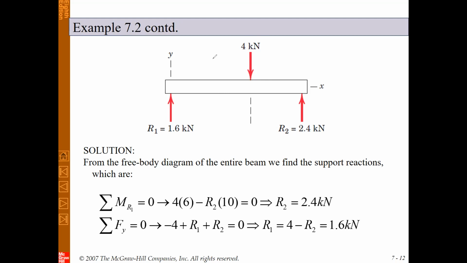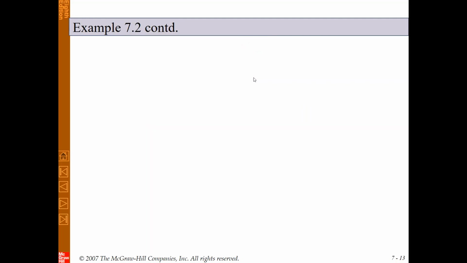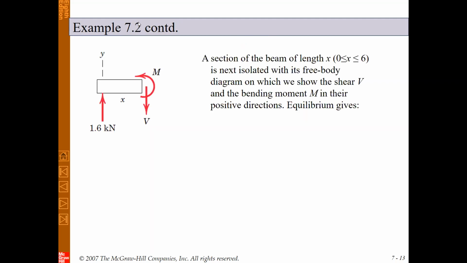Yes, one section here between R1 and the 4 kilonewton force, and another section here between the 4 kilonewton force and R sub 2. So we can write the free body diagram for the first section. The first section is for x between 0 and 6. When you plot the free body diagram, we only have R sub 1, which is 1.6 kilonewton. We have the shear force V in the section and the bending moment M. The directions are according to the standard assumption.